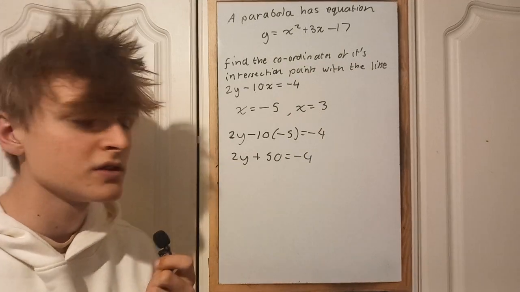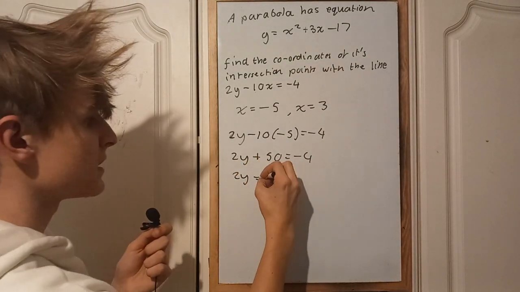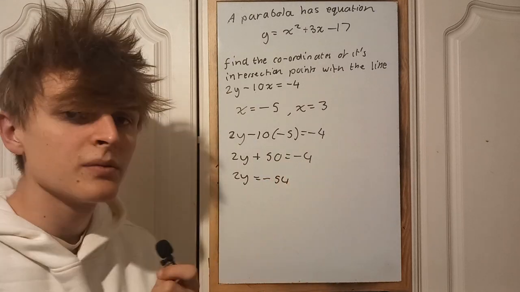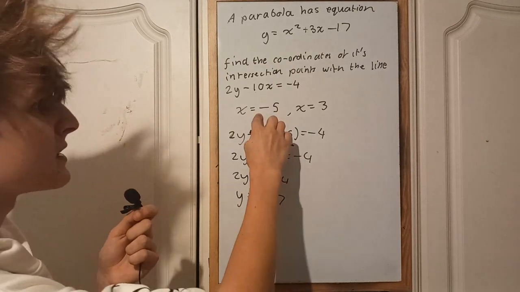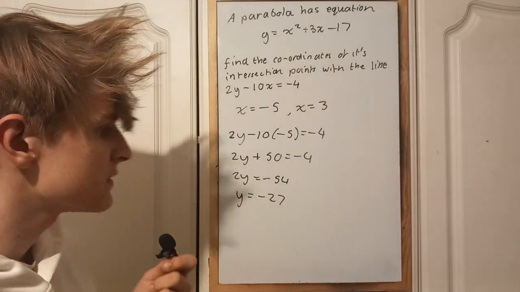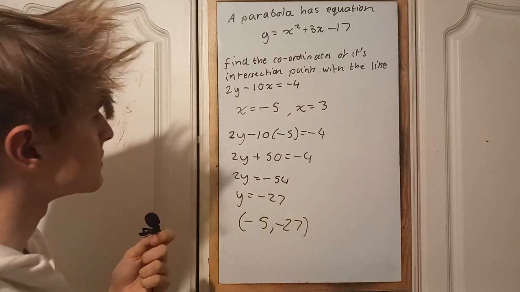That's the same thing as 2y plus 50 equals -4. Then we can subtract 50 on both sides. We'll get 2y equals -4 minus 50, that's -54. And then we can divide both sides by 2 and get that y equals -27. So when x equals -5, y equals -27, we have our first intersection point, -5, -27.